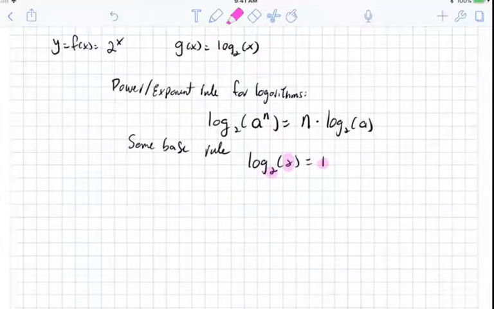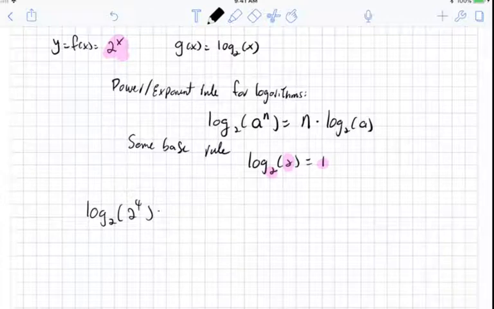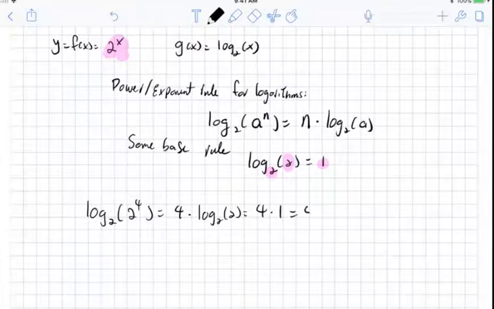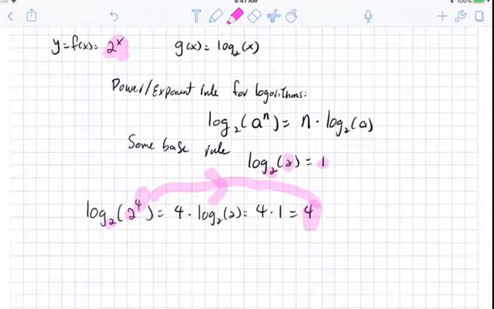In combination, these two do something really fun to exponentials that have the same base. If I have, say, log base 2 of 2 to the 4, you can rewrite this as 4 times log base 2 of 2, which is equal to 4 times 1, which is equal to 4. In other words, if the base of the exponential inside the logarithm when you're building a composite function matches this base, then the outcome will be whatever this exponent is. It's going to be the same number.